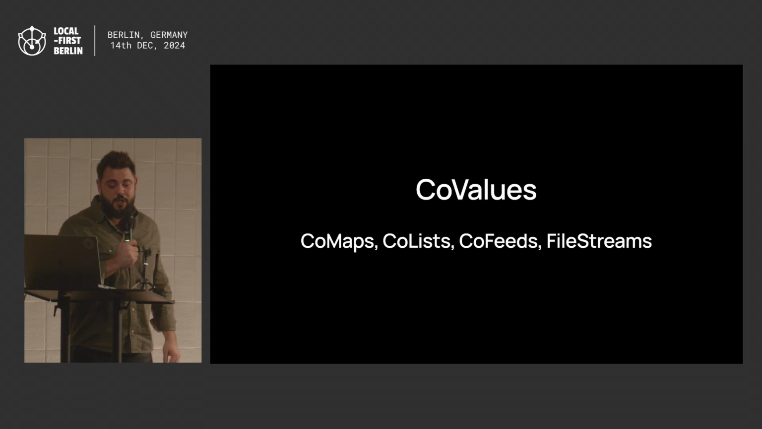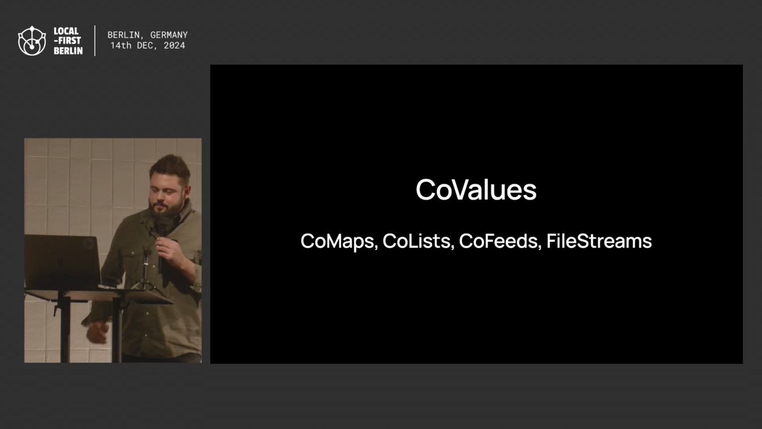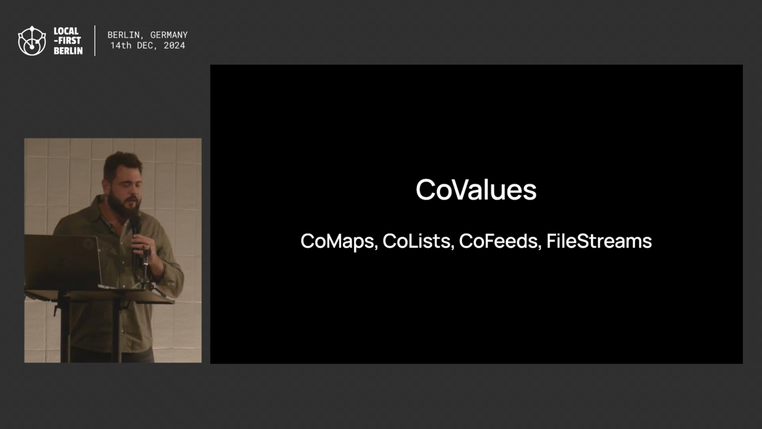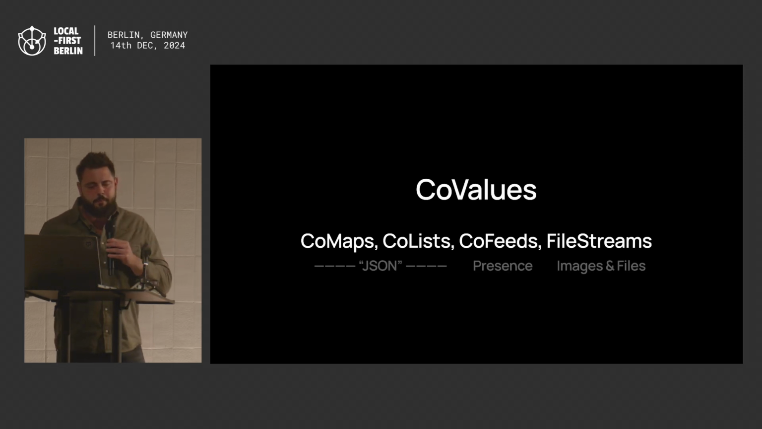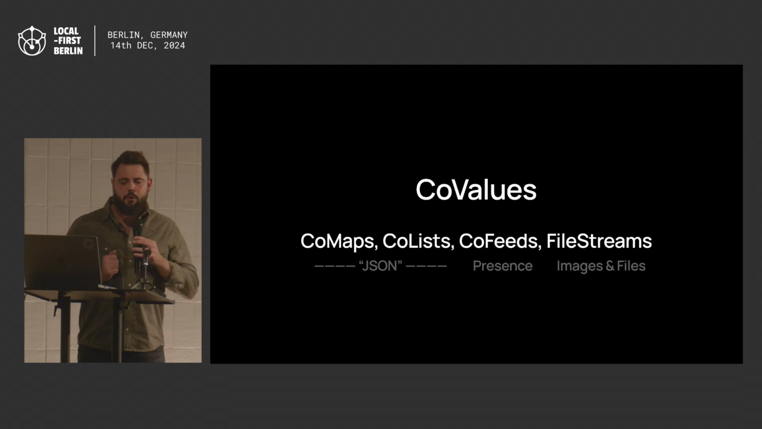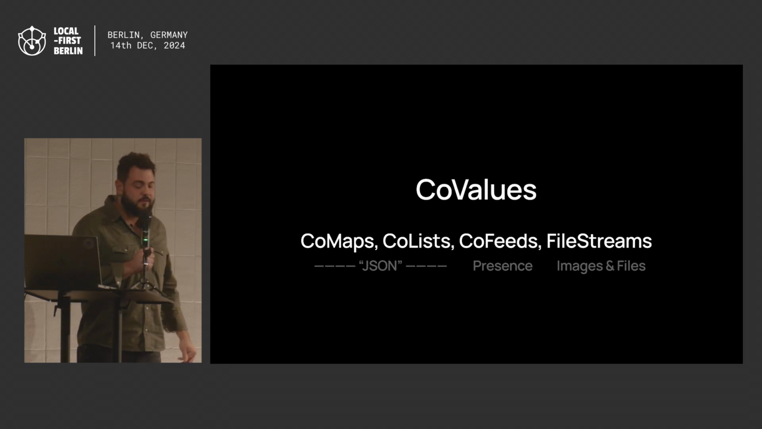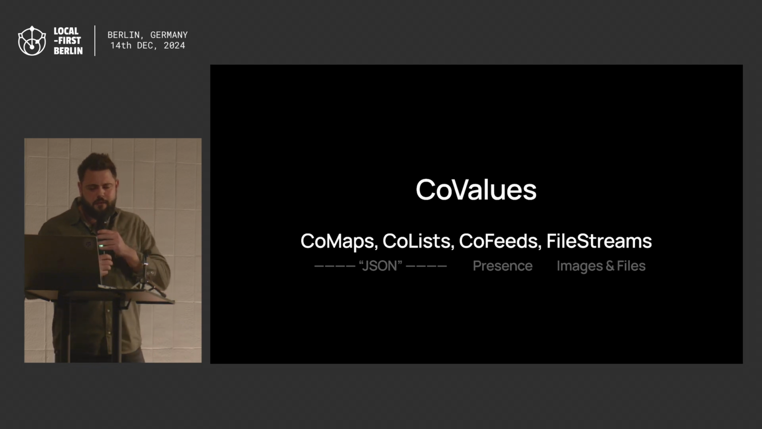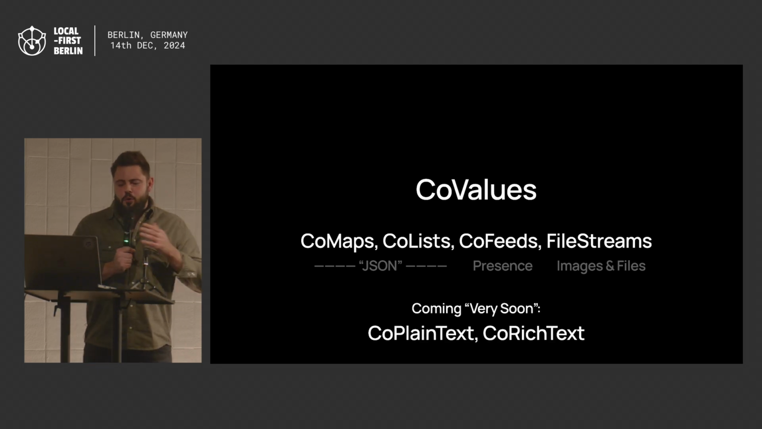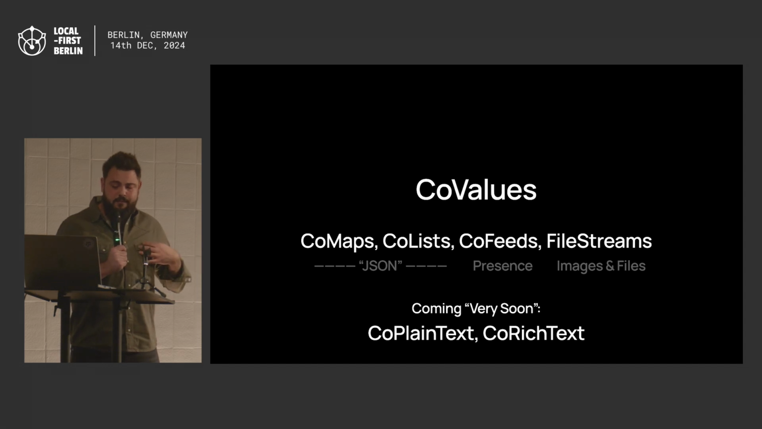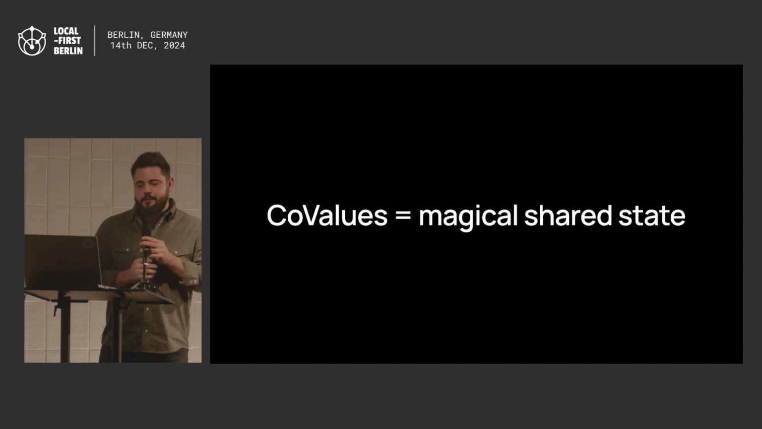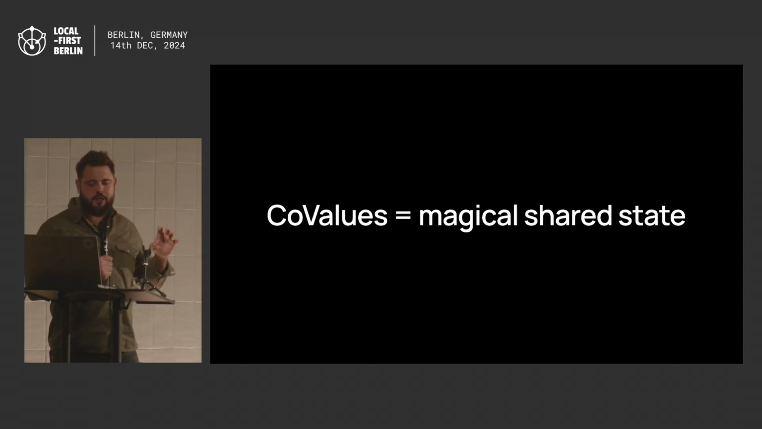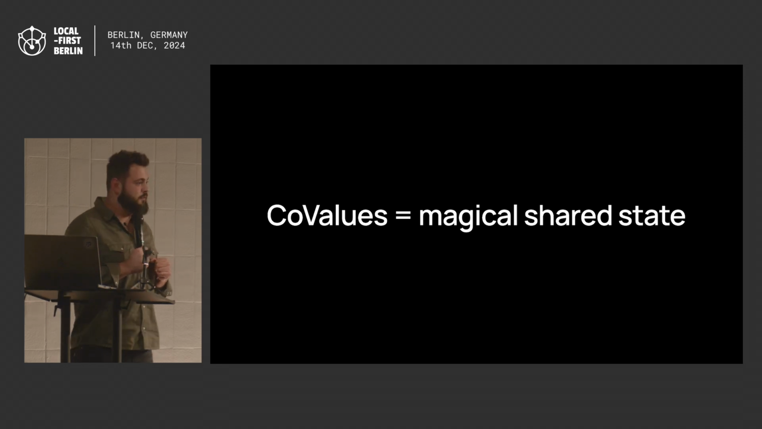The way you build apps with Jazz is using what we call CoValues, short for collaborative values. These are our CRDTs. You can build your whole app with CoValues and use them for both structured and binary data. For example, for JSON-like data, you can use comaps and colists. For presence updates, you can use cofeeds. And for handling files, you have file streams. And there's more on the way, like co-plain text and co-rich text, which are obviously really important for collaborative apps. So, CoValues give you this magical shared state that makes it super easy to build local-first apps.